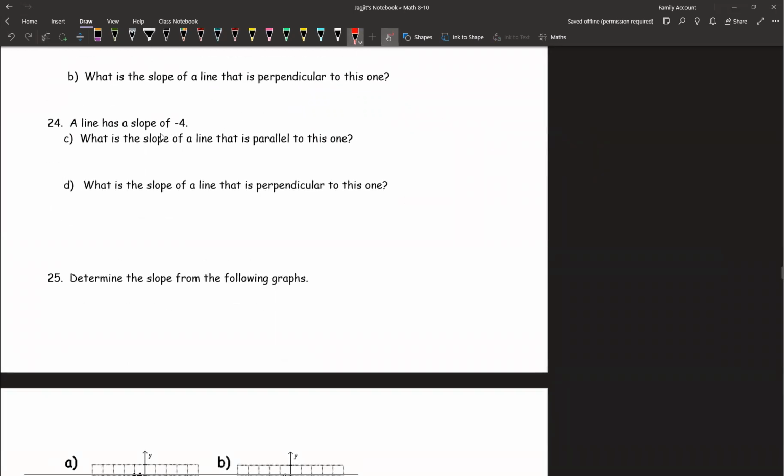Again, they say a line has a slope of -4. What's the slope of a parallel line? It will be the same, so minus 4. What about the slope of the perpendicular line? Well, you should say that minus 4 can be thought of as minus 4 over 1. So switch the sign, it becomes positive, and switch the numerator with the denominator: positive 1 over 4. Okay?